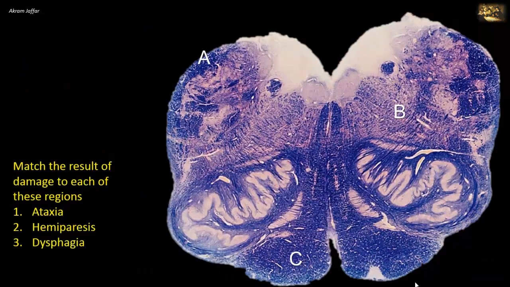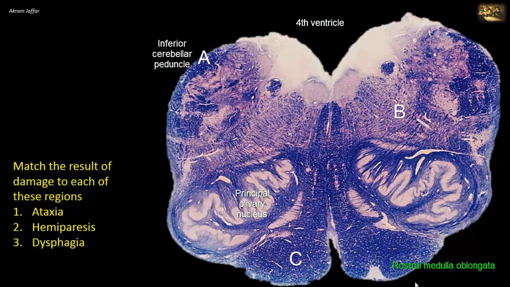Match the result of damage to each of these regions. This is a section of the open part of the medulla, which is the upper part, the part that does not contain a central canal, but in which the canal opens to form the floor of the lower part of the fourth ventricle. Note the crumpled bag shape of the large principal olivary nucleus that characterizes the upper medulla. Dorsolaterally, the medulla is connected to the cerebellum via the inferior cerebellar peduncle.